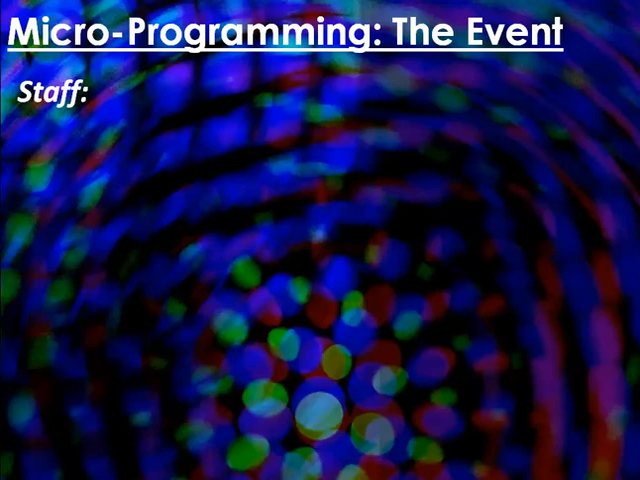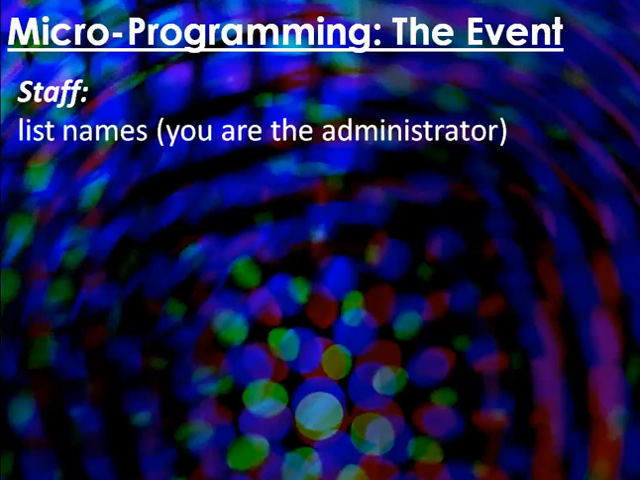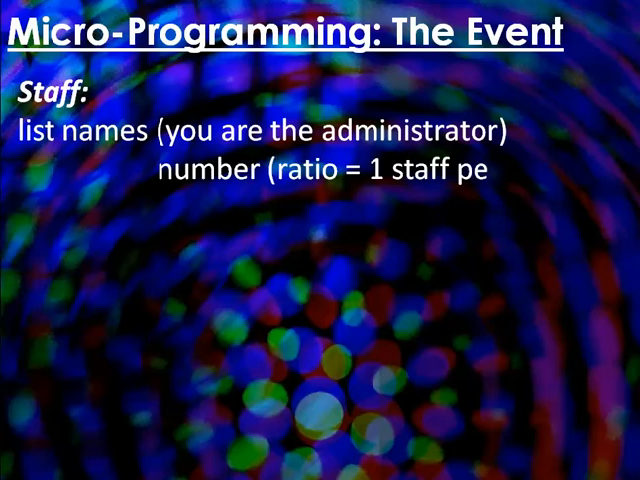What are you looking at with staffing? Well, I'm going to give you several things here that I want to see from you. You're the administrator. I want you to list the names of everyone who's going to be involved. If you don't know the names, make up a name because you're going to give a job description. Then I want you to give me the ratio.